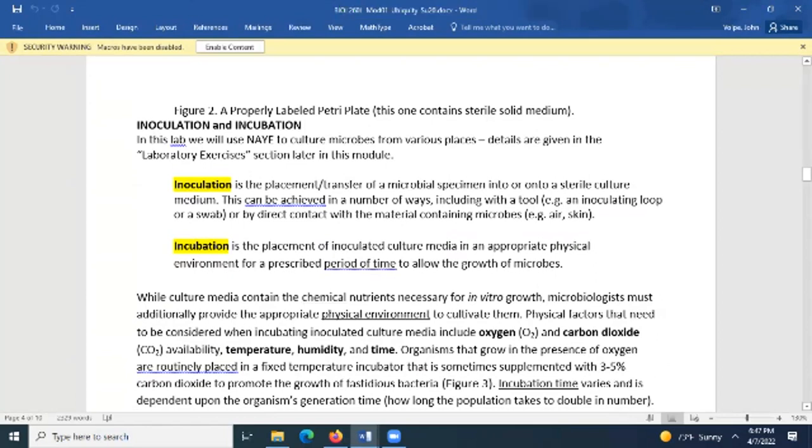An inoculation is the placement or transfer of a microbial specimen into a medium. So when we inoculate a tube with E. coli, when we use the word inoculation, that means putting the E. coli in the tube. Incubation is then taking the inoculated culture media and putting it in the correct place for growing, usually in an incubator, and then allowing the culture to grow the microbes. So that's what incubation is.